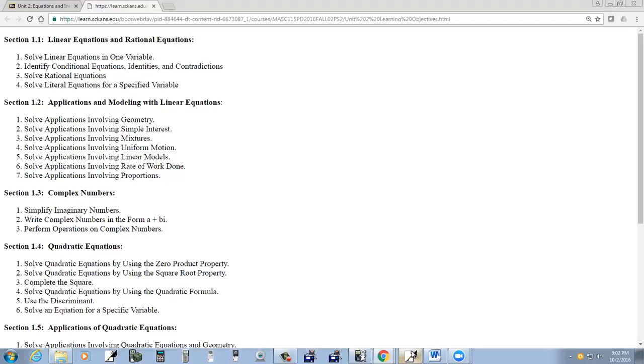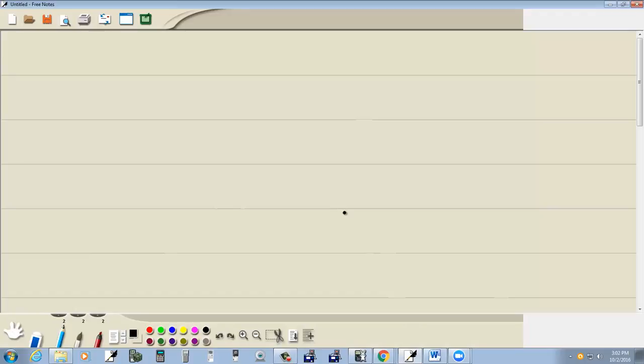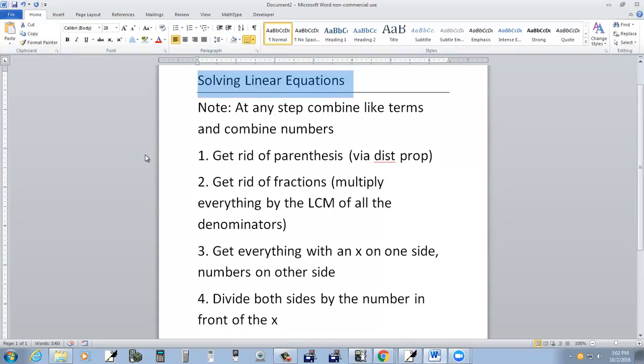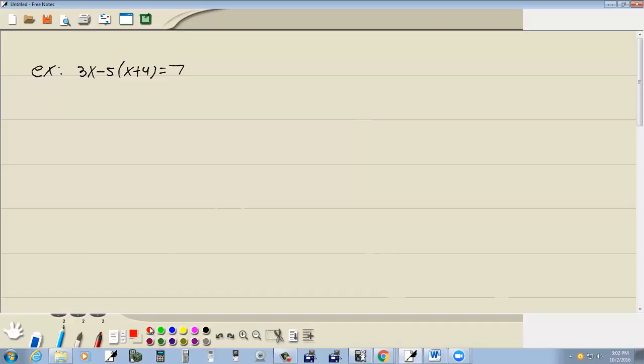So let's take a look at an example. We got 3x minus 5 times x plus 4 equals 7. Step 1, get rid of parentheses. We do that via the distributive property, so I'm going to take the negative 5 and multiply it times the x and multiply it times the 4. Negative 5 times x is negative 5x. Negative 5 times 4 is negative 20, equals 7.